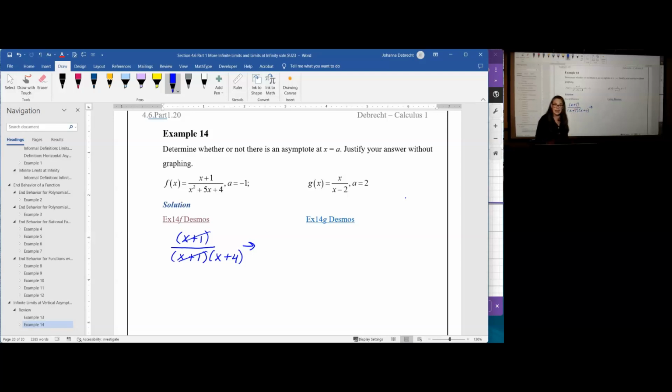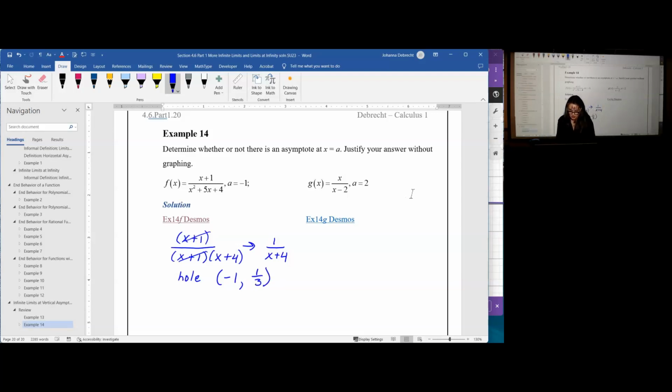But it does cancel completely and disappear, which means that I must have a hole in the graph. And my hole is going to occur at that x value, which is -1. How do I find the y value? Well, to find the y value, replace the x with -1 in the reduced fraction, which gives me 1/3.